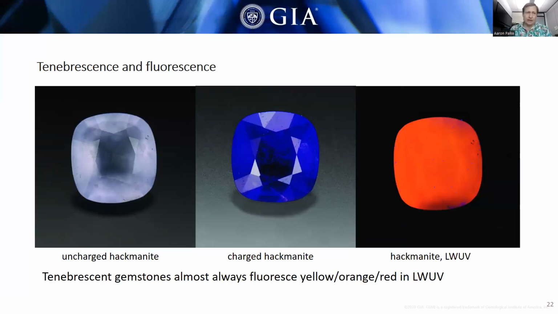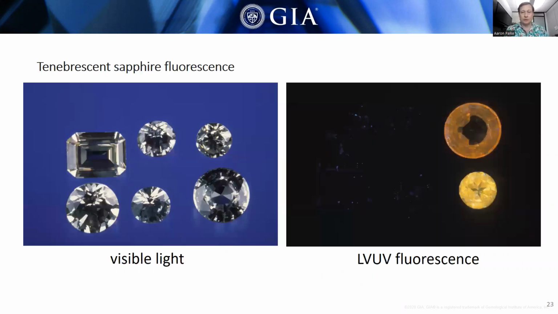Now, the other interesting thing about tenebrescent stones is that they almost always have strong fluorescence as well. When they're exposed to intense long-wave UV light, they almost always have this very intense fluorescence. It's usually orange, yellow, or a red coloration. So this is another hackmanite in its uncharged state, in its charged state, and then again with exposure to long-wave ultraviolet light. I don't know if the sunglasses do this. I should actually check with some of those photochromic sunglasses. It might be interesting to see if they're doing that. But this fluorescence with long-wave ultraviolet exposure seems to be intimately linked to the fact that the long-wave ultraviolet light also changes the color of these tenebrescent stones.